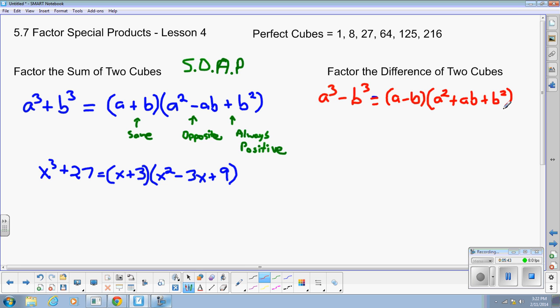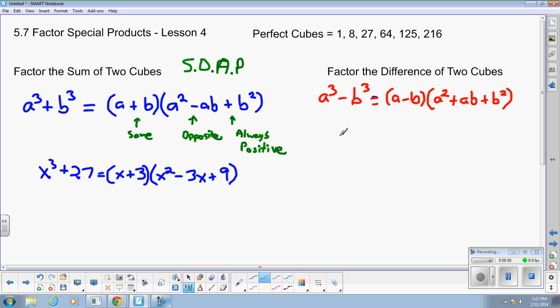So you notice the factors inside this last trinomial and the binomial, all the letters patterns stay the same. The signs in here follow that SOAP pattern. Same sign, opposite sign, always positive. So you have SOAP again. So how does it look when I have an actual problem?